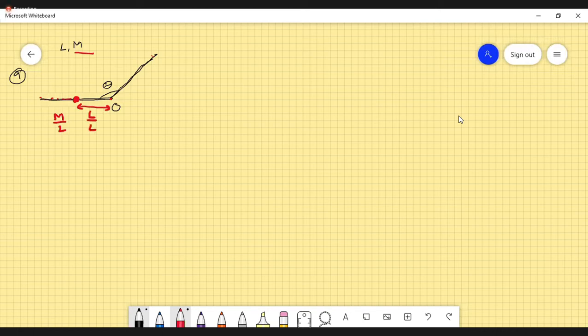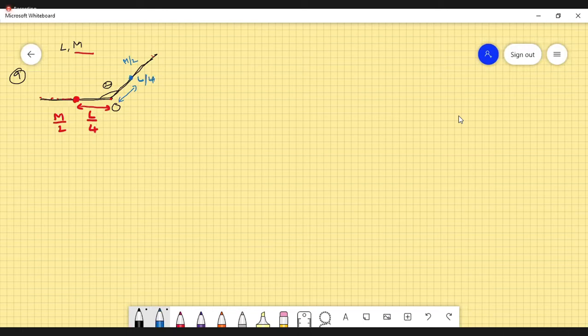L by 4. In a similar way, here also, its mass is m by 2, and the distance is also L by 4. So now, the center of mass.